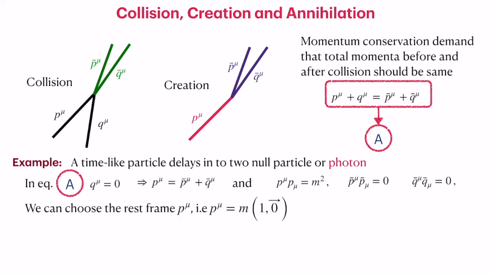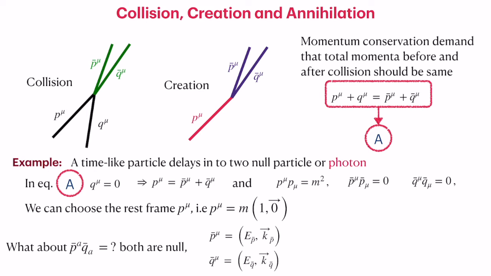Now we can choose a frame. You can choose the frame at rest with respect to the time-like particle, because a time-like particle is involved, so it is easy to choose a frame. If there is no time-like particle, then one has to construct an artificial observer. So you have p^μ given as m(1, 0), so that is the rest frame. We have to use this momentum balance equation to find out the various properties of p̄ and q̄.